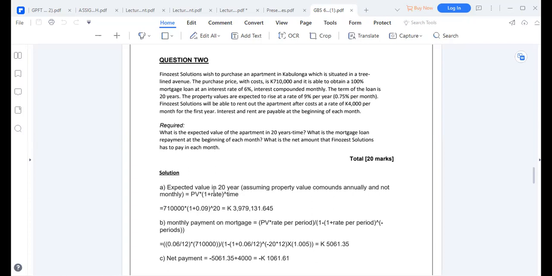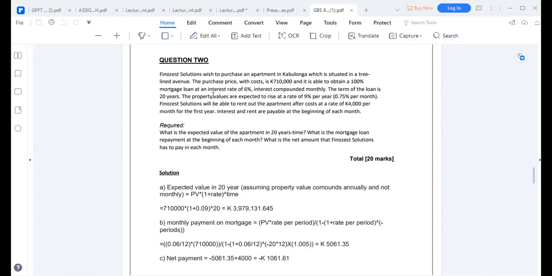And we're also told that the property values are expected to rise at 9% per year. So meaning 0.75 per month. FinoZ Solutions will be able to rent out the apartment at a rate of 4,000 per month for the first year. The interest rates are payable at the beginning of each month. This is my interest. So there were other rates that were put here that were just meant to confuse you.